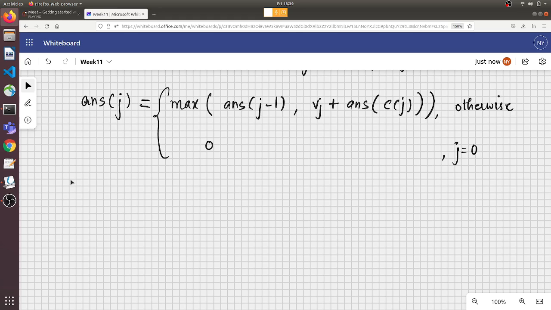So first, let us discuss how we are going to get this Cj, the jobs which are compatible with j. So how will we find this? As I was discussing a few minutes ago, I think the way we can find Cj is, first of all, we can sort this array on the basis of their finish time.